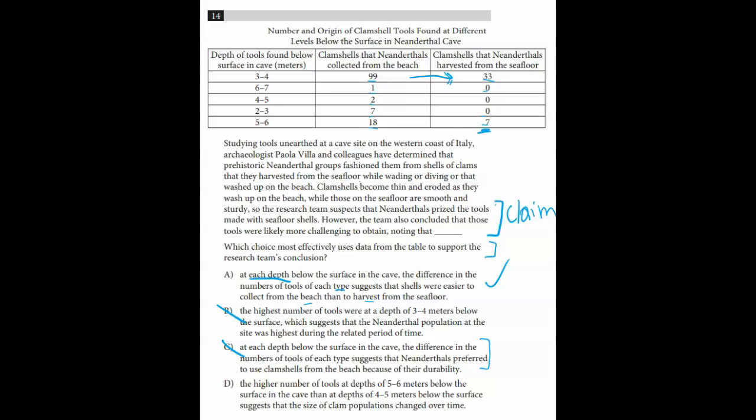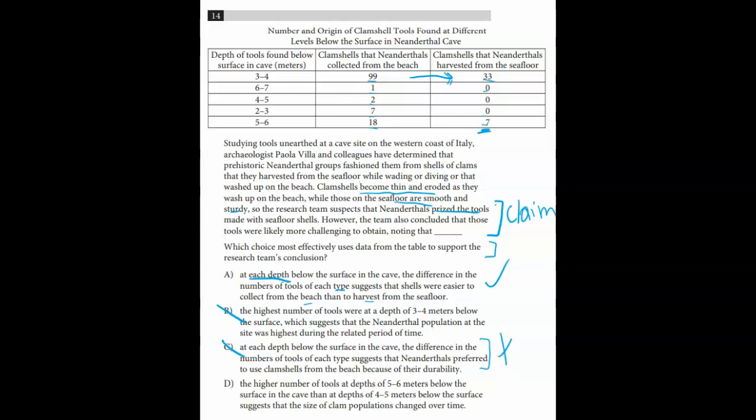Yeah, it mentions how they were prized. So clamshells from the beach were thin and eroded, and the ones from the seafloor were smooth and sturdy and prized tools. And you can see that all right there. That means C is just not true, bad information.